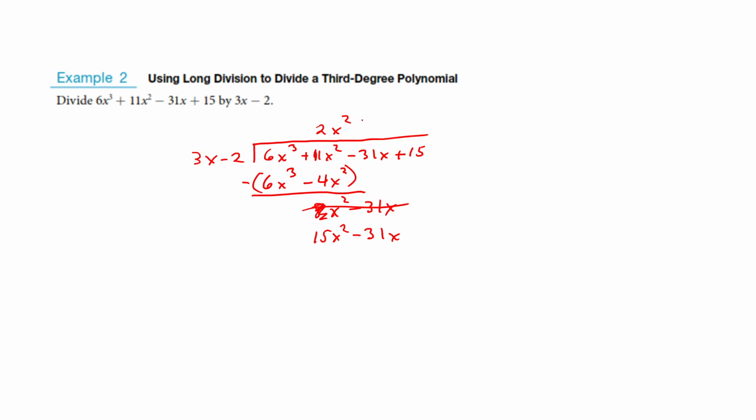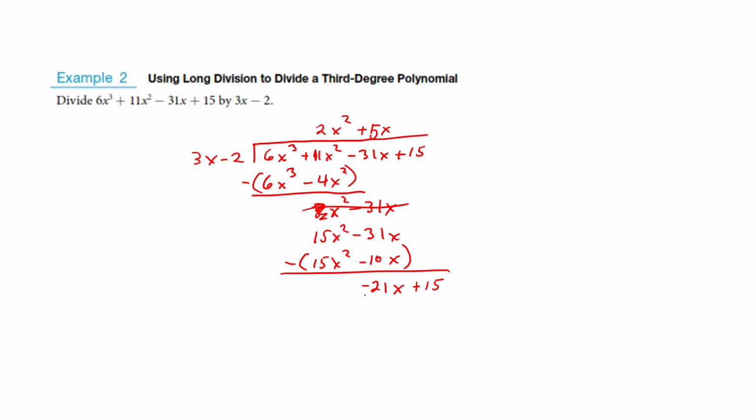3x into 15x squared, I would need a 5x. Now this times this is 15x squared. 5x and negative 2 is negative 10x. Okay, let's check for leftovers. That's changing every sign. So these are gone. This is now a plus 10x. So we're going to have negative 21x. Bring down another number.